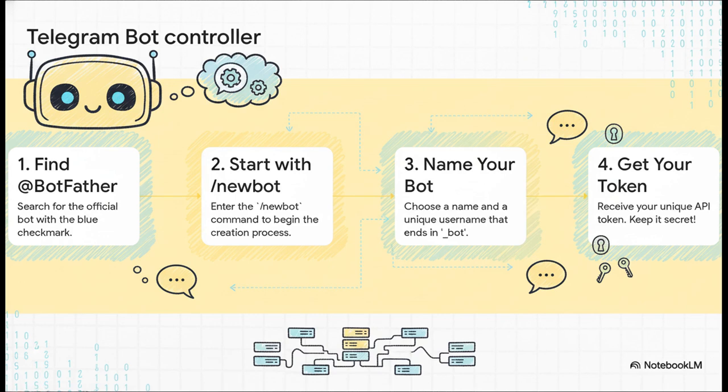We're going to find the main bot controller on Telegram, use a command to start a new one, give it a name and username, and then we'll get our special API token. That's it. Ready to go?